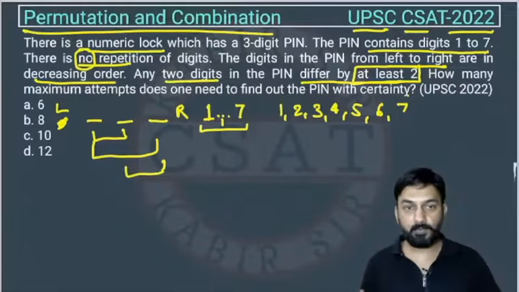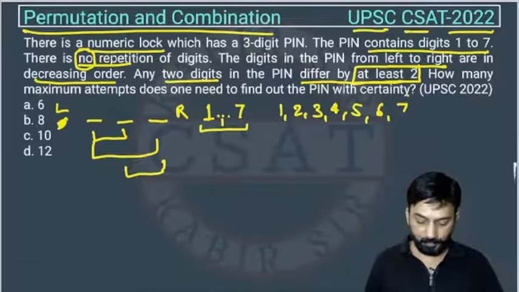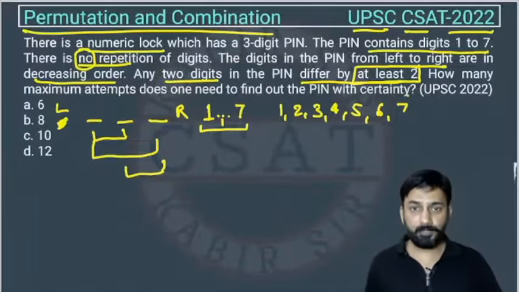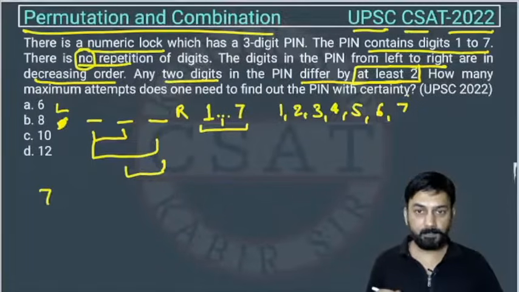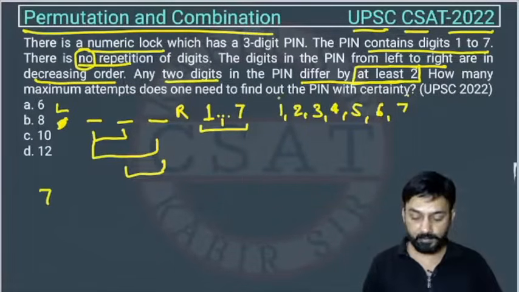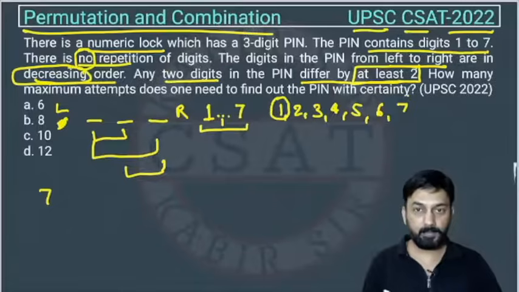जितने password generate होंगे उतने number of attempts somebody will try to open it, right? So how will we do it? We have to count the number of passwords that can be generated with these conditions. Suppose the password is starting with 7. The password cannot start with 1, because it is not satisfying this condition, the decreasing order one.